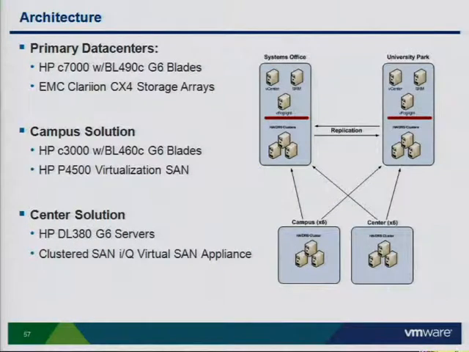So here's what we did in our design. For the primary data centers, we're running C7000s with 490s in them. We have an EMC Clarion back end. On the campus solutions, we put in C3000s because that combination really met the server and instructional need they had, the utility functions and specialized applications. It also allowed us to leverage the HP 4500 virtualized SANs. That made it a lot easier to replicate the VMs internally between each other, from a center to a campus or from the campus to our primary data center.